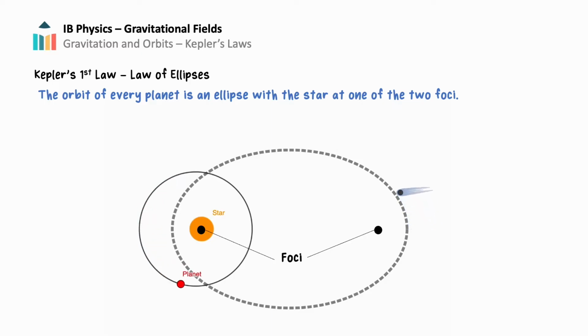Some celestial bodies like Earth and Saturn have elliptical orbits that are almost circular in shape, while other objects like comets can have very elongated ellipses as their orbits.